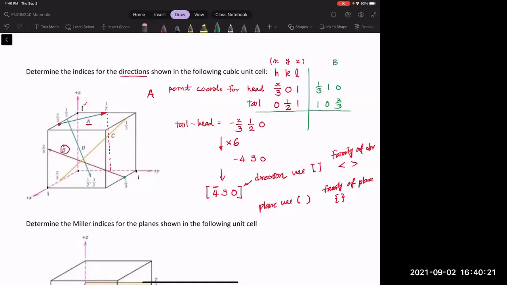Then we find the difference of these two points. 1 minus 1/3 is 2/3. 0 minus 1 is negative 1. 2/3 minus 0 is 2/3. Then we multiply by a number to make it into integers. This time we multiply by 3, so that will be 2, negative 3, and 2. We don't like negative, so the end result will be 2, 3 bar, and 2. This is the direction of B.